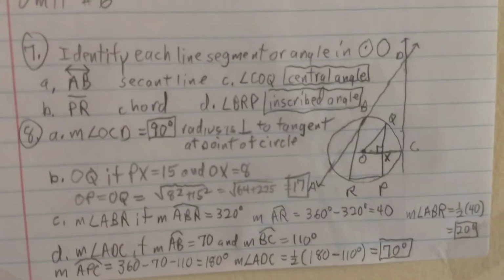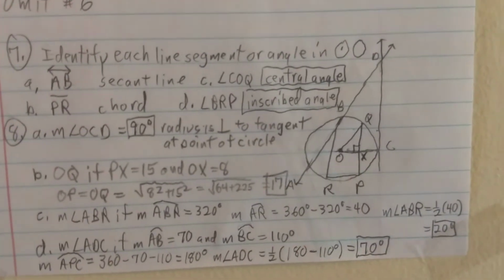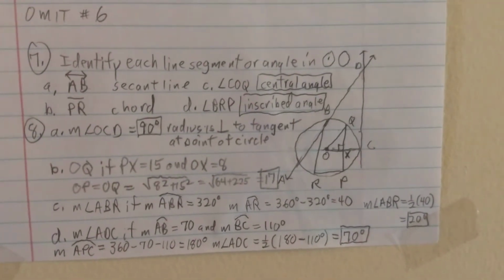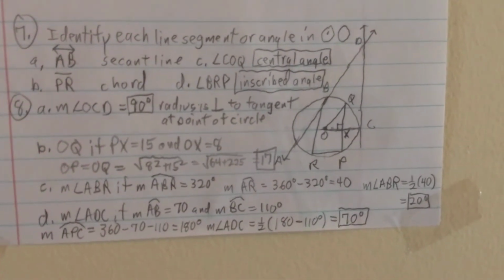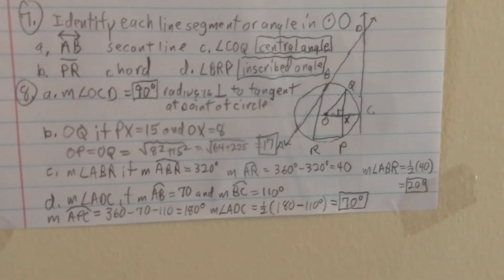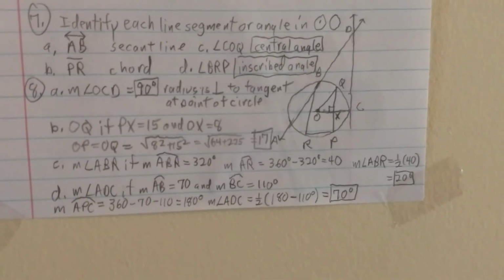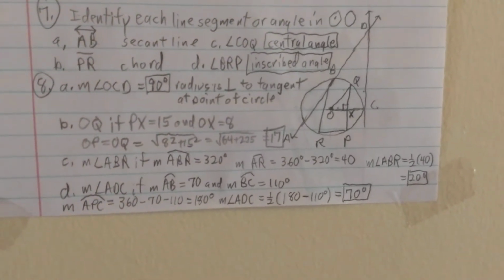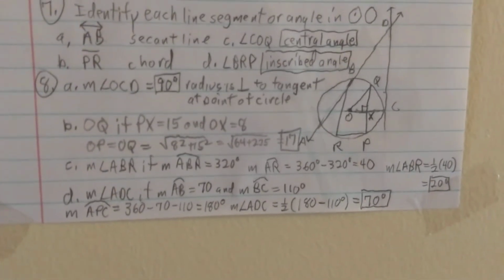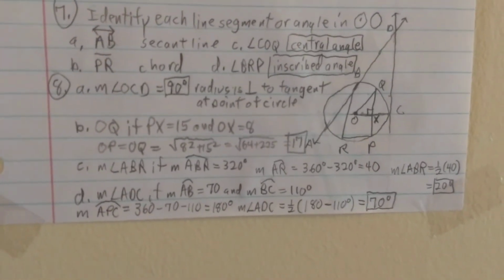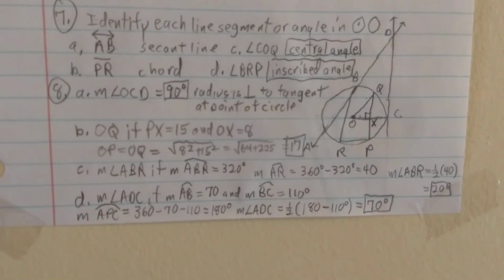Now we said we'd omit problem 6, and now for 7, we want to identify each line segment or angle in circle O. Okay, so this has a lot of things going on. So AB is a secant line. Notice AB cuts through the circle and goes on up to meet the other tangent line, but the other DC is a tangent line and AB is a secant line, and they meet up at D.